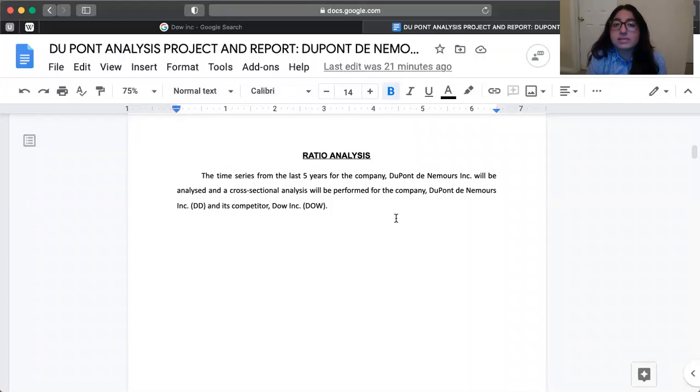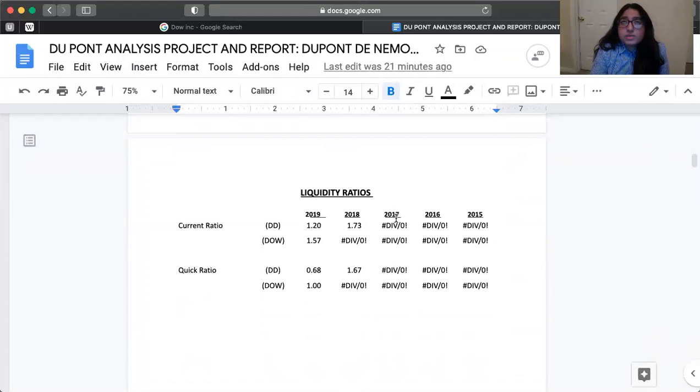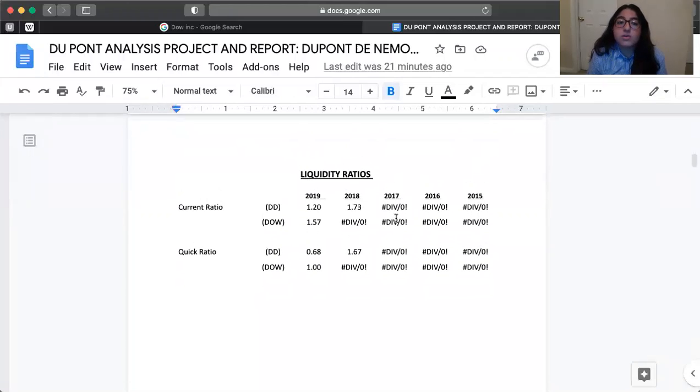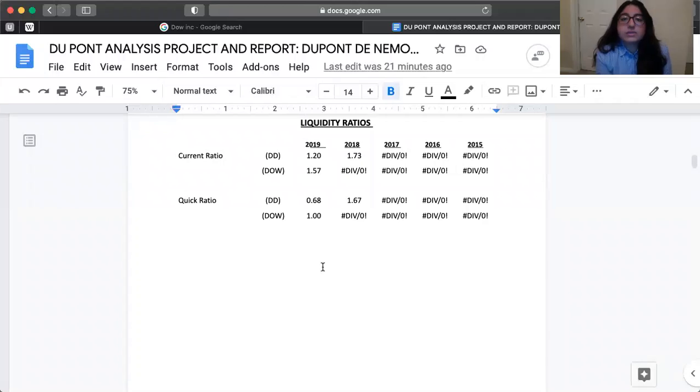The ratio analysis. The time series from the last 5 years for the company DuPont de Nemours Incorporated will be analyzed, and a cross-sectional analysis will be performed for the company DuPont de Nemours Incorporated and its competitor Dow Incorporated. So we will see all of the 5 ratios. So this is the first ratio, the current ratio and the quick ratio, and you see the numbers from 2015 to 2019, 2019 being the most recent.